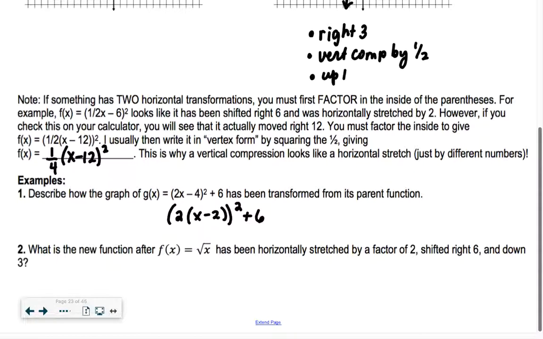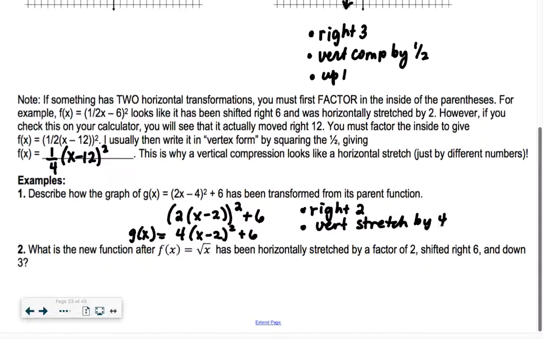So from here, you could say that it's a horizontal compression by 1/2 if you want to. But I think it's a little sloppy with all these parentheses. So what I do is I square the 2 and I square the x minus 2. So what do I get when I square the 2? 4. And then I have x minus 2 squared plus 6. So that's my g of x function. So I would say that it was shifted to the right 2. The 4 is a vertical stretch by 4. And I would say that it moved up 6.